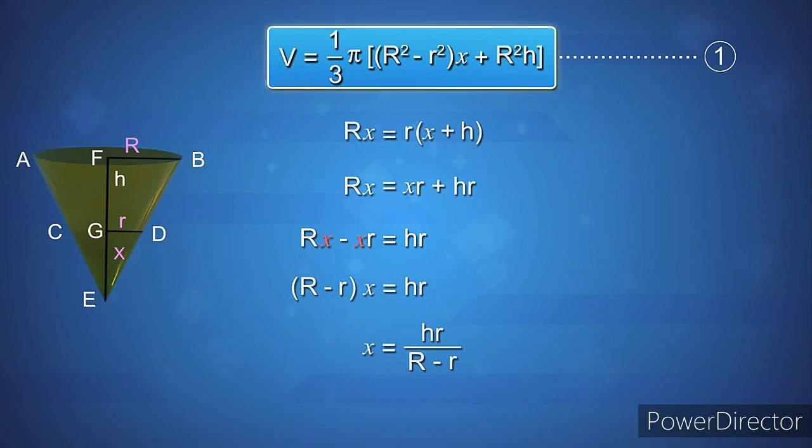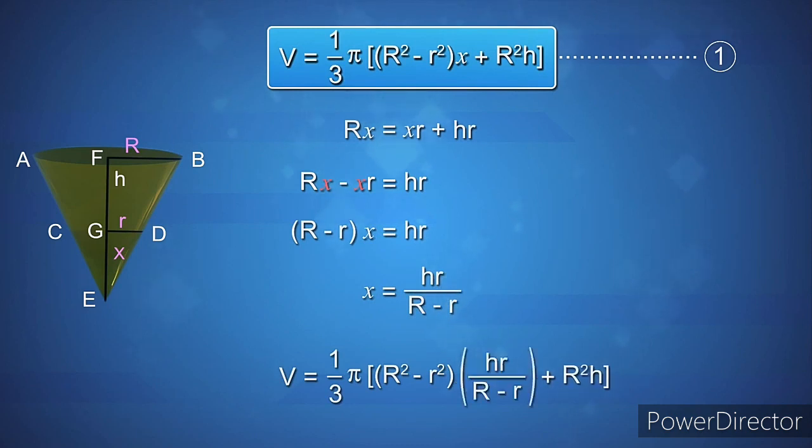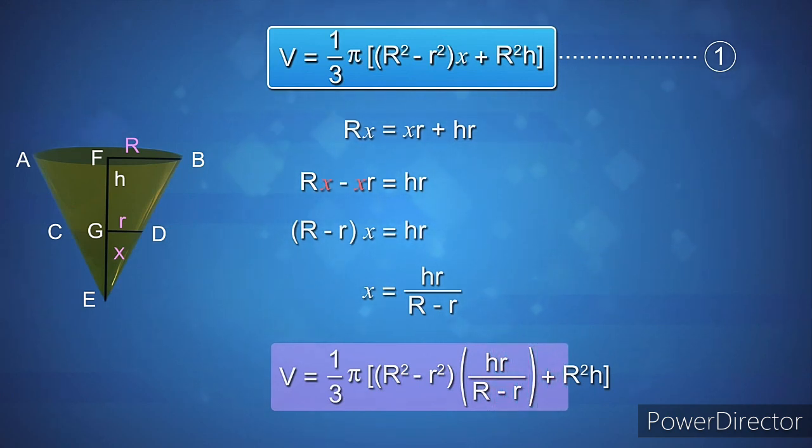Now recall the equation 1. That is, V is equal to 1 by 3 pi into capital R square minus small r square into x plus capital R square h. Substitute the value of x in this equation. Therefore, V is equal to 1 by 3 pi into capital R square minus small r square into h into small r by capital R minus small r plus capital R square H.